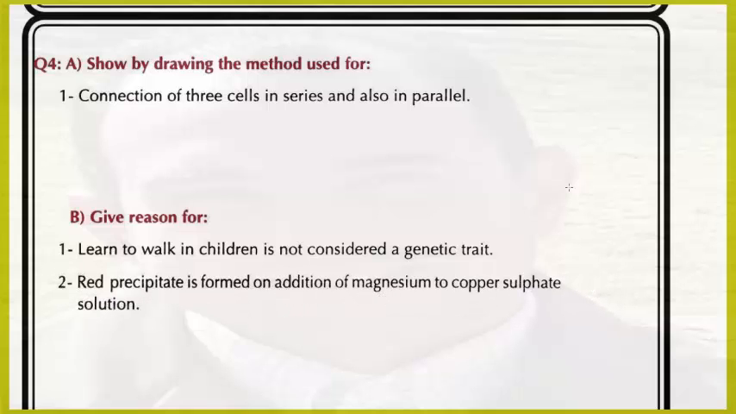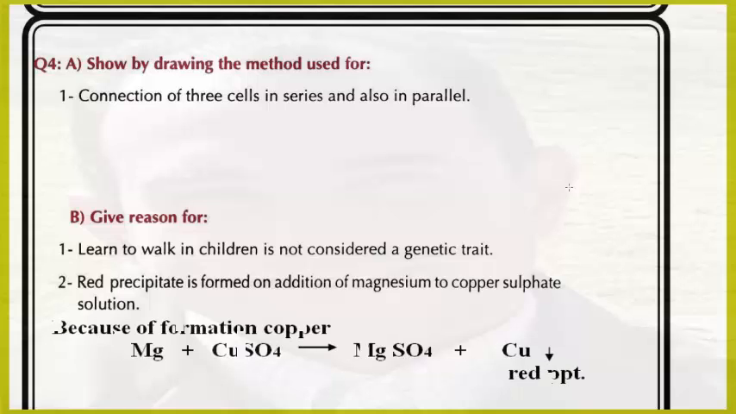Number 2. Red precipitate is formed on addition of magnesium to copper sulfate solution because of formation of copper. Mg plus CuSO4 form MgSO4 plus Cu.